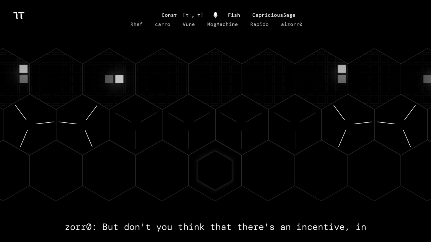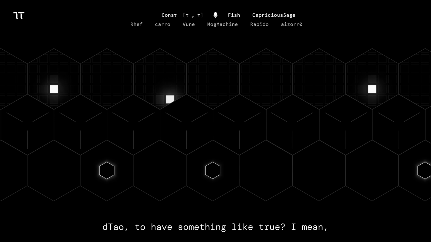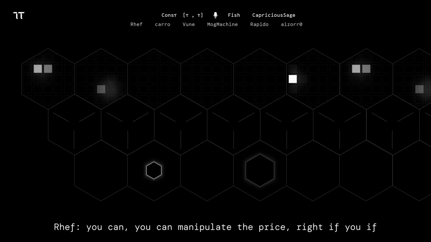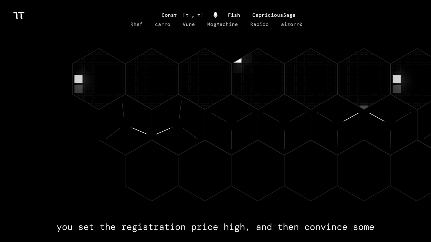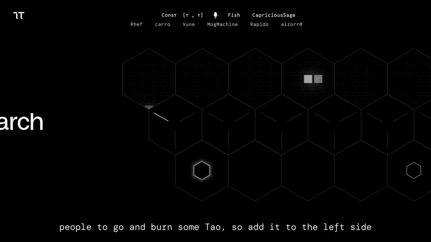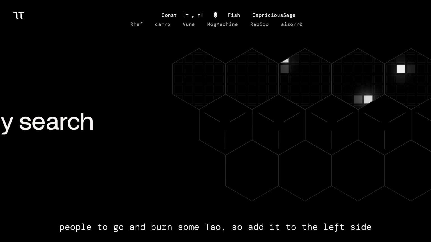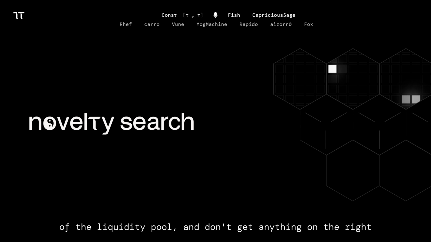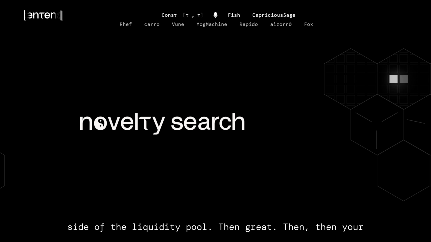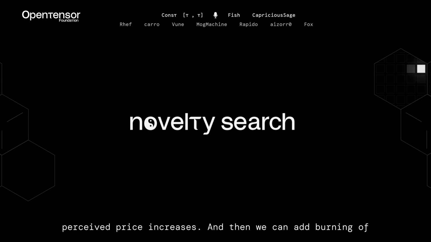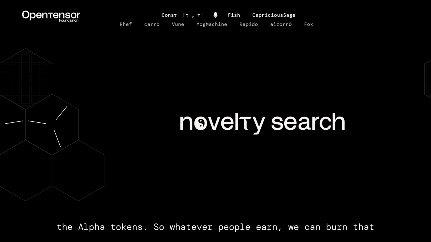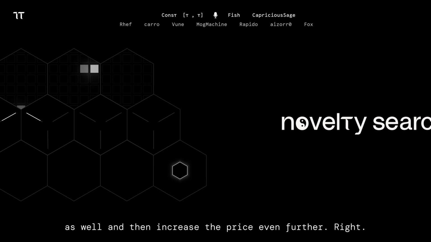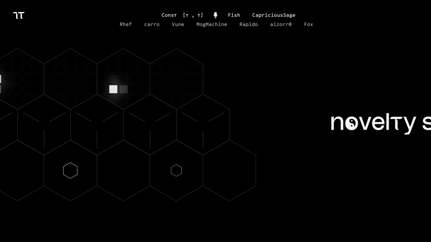But don't you think that there's an incentive in dTAO to have something like churn? I mean, you can manipulate the price, right? If you set the registration price high and then convince some people to go and burn some DAO, so add it to the left side of the liquidity pool and don't get anything on the right side of the liquidity pool, then great, then your perceived price increases, and then we can add burning of the alpha tokens. So whatever people earn, we can burn that as well, and then increase the price even further, right? Sure, we can do that.